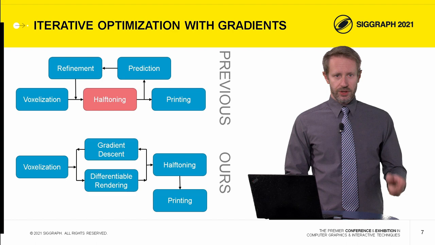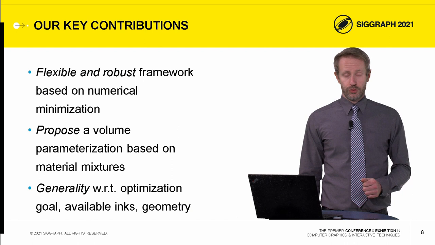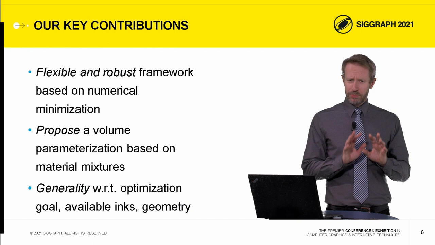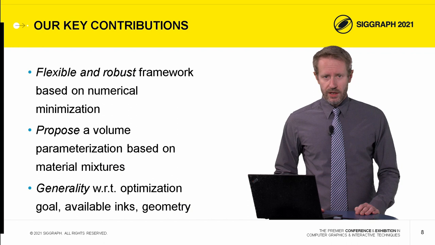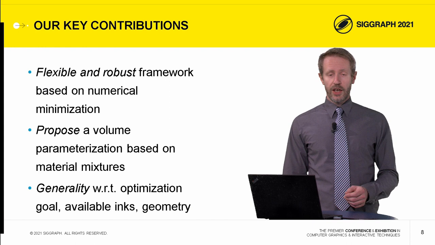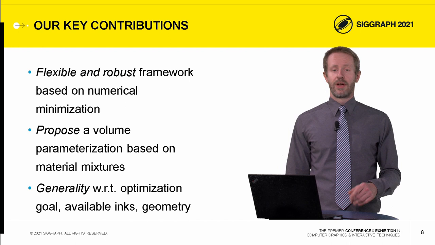First, we present a flexible and robust framework for PolyJet 3D print optimization based on a numerical method. This allows us to integrate aspects that previously required specialized solutions into one consistent framework. Second, we propose a volume parameterization based on material mixtures that enables global optimization and easily adapts to arbitrary material sets. And finally, we show generality of our pipeline with respect to the optimization goal, the available printing materials, and the geometry of the object.